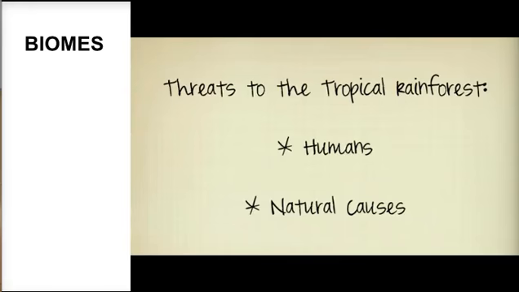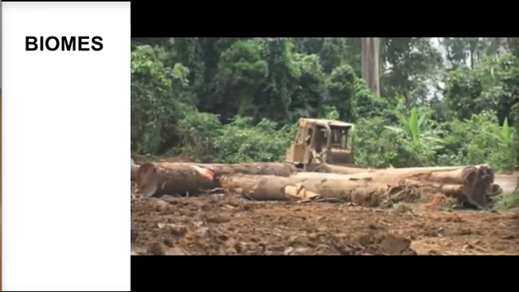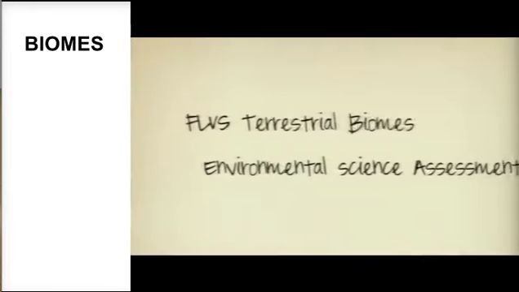Companies buy the land, then clear it to build buildings, and then sell the wood from the trees for profit. Another threat to the rainforest are droughts, but this isn't near as bad as the impact humans have.